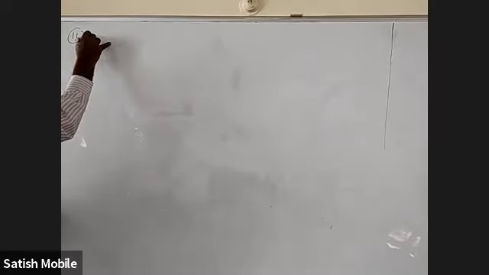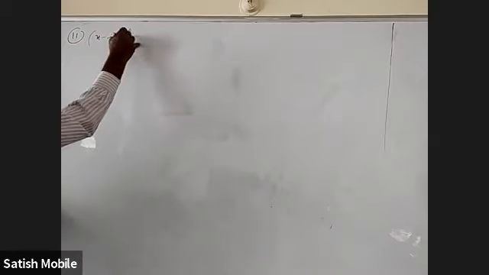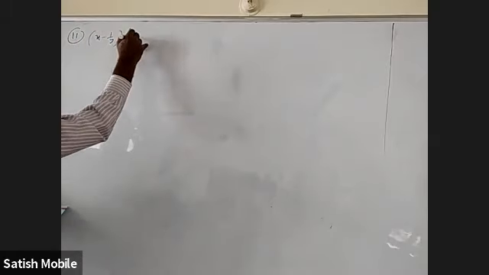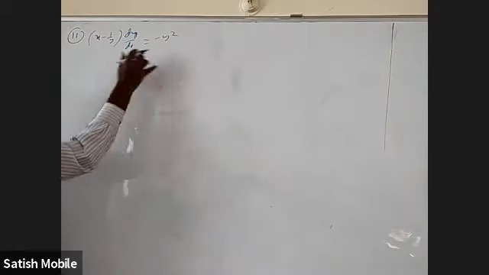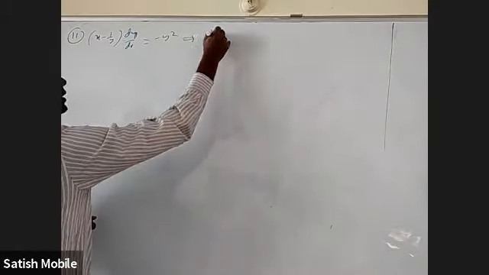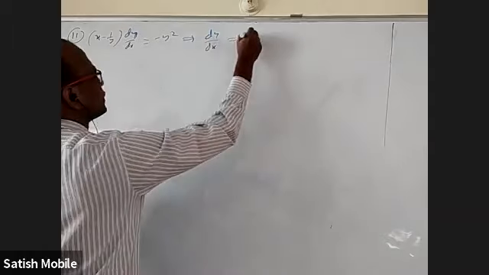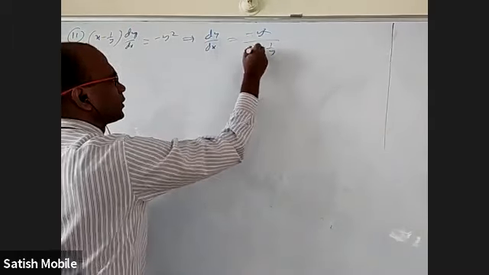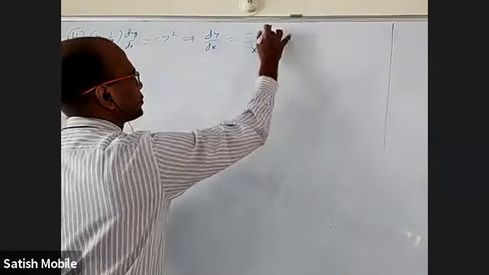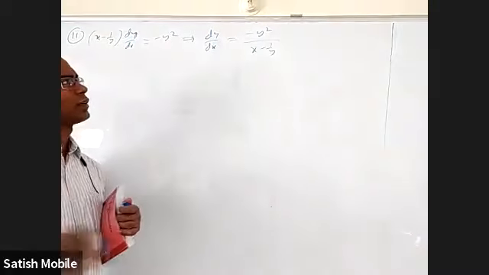Okay, 11. x minus 1 by y dy by dx is equal to minus y square. When I bring this down, I'll get dy by dx is equal to minus y square by x minus 1 by y. So there is not much I can do from here, not variable separable.